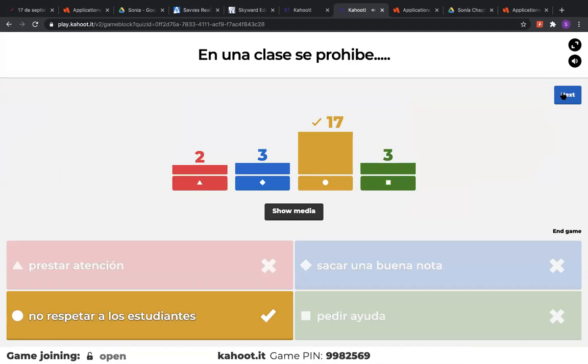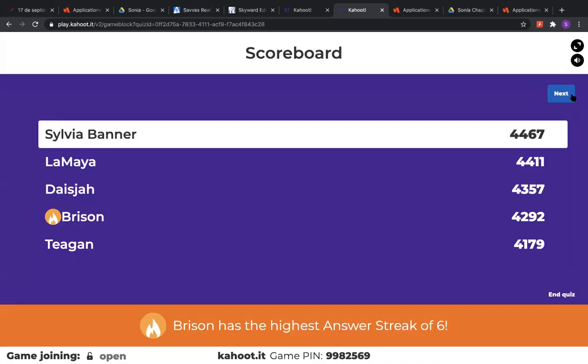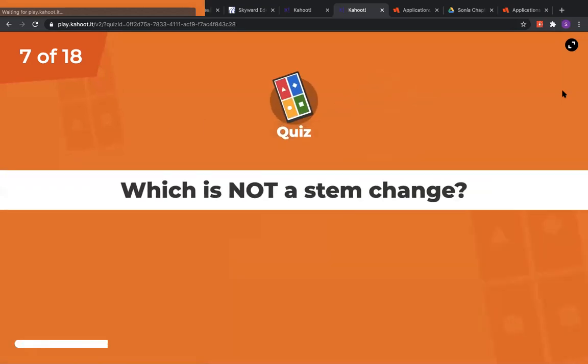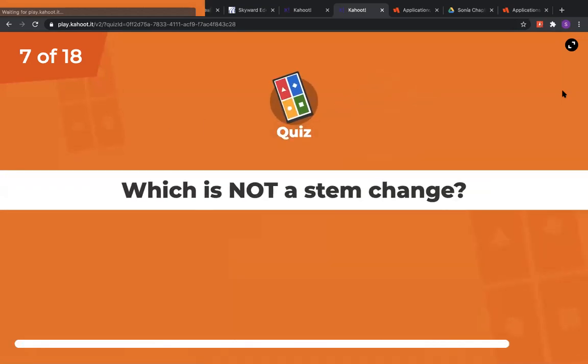All right, lots of vocab there. These are all things you should do. Say prohíbe, things that are prohibited, not being respectful to others. All righty. Moving on to stem changers.